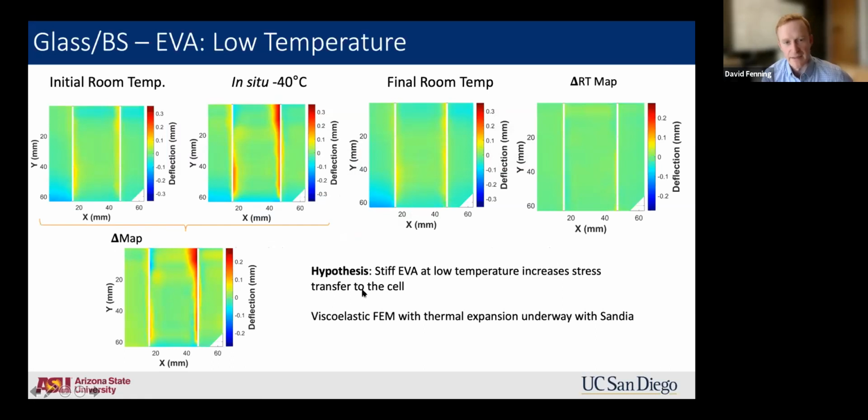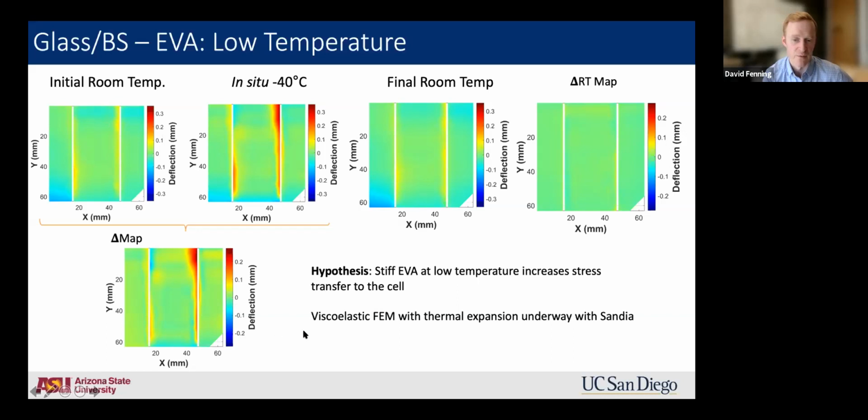Just as a little sneak peek, we have done some low temperature measurements at in situ XRT at -40°C. So this involves a room temperature map, a cool down, and then a final room temperature map. And you can see that we have essentially reversible deflections, which is great. And the really interesting stuff arises in comparing the low temperature map to the room temperature map. You can see that there are large deflections that can occur near those bus bars, where again, we hypothesize that the EVA, which is now dramatically stiffened at low temperatures, increases the stress transfer.